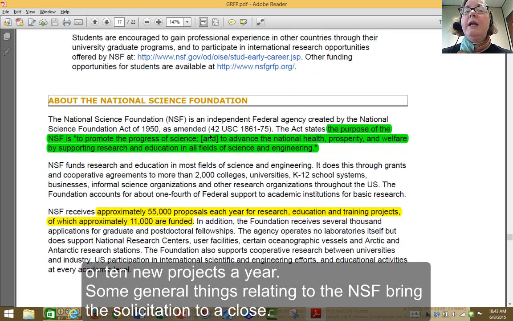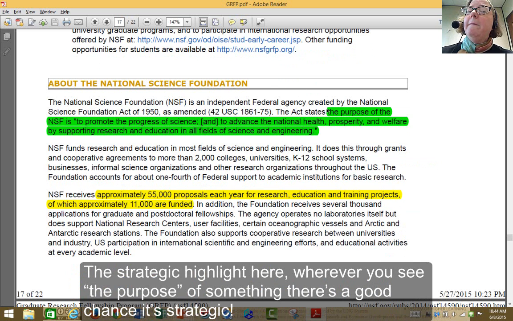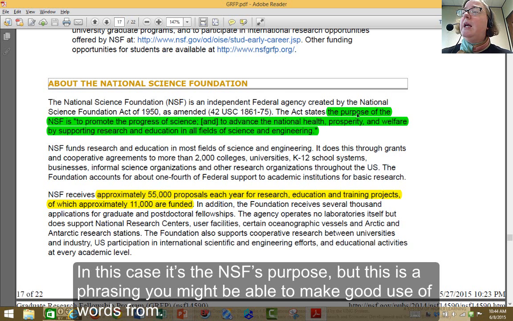Some general things relating to the NSF bring the solicitation to a close. The strategic highlight here, wherever you see the purpose of something, there's a good chance it's strategic, so watch for that cue. In this case, it's the NSF's purpose, but this is a phrasing that you might want to use to make good use of words from.